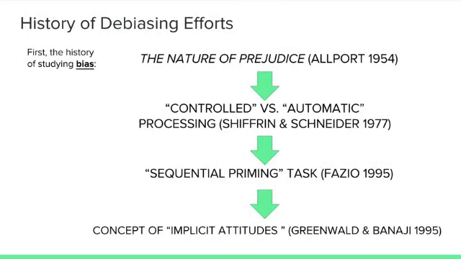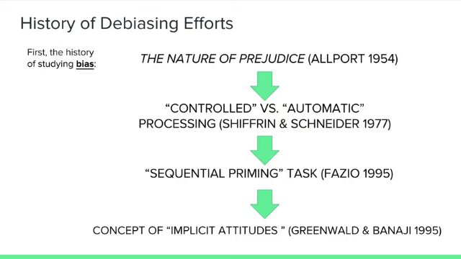To understand the history of debiasing efforts, we will begin with the history of studying bias in psychology. With Allport's 1954 book titled The Nature of Prejudice, there was now a touchstone for the study of prejudice and bias in the field of psychology. More recently, however, the idea of implicit social cognition stems from research done on controlled versus automatic processing.